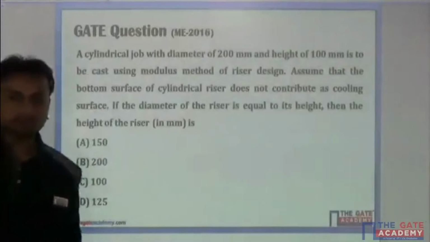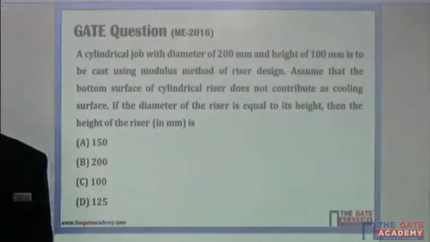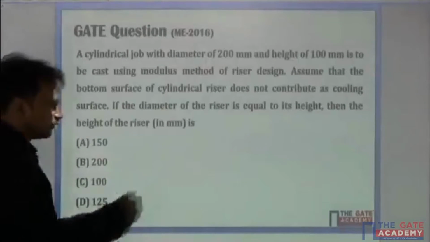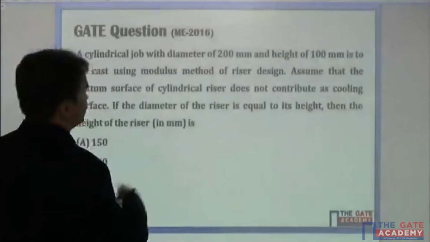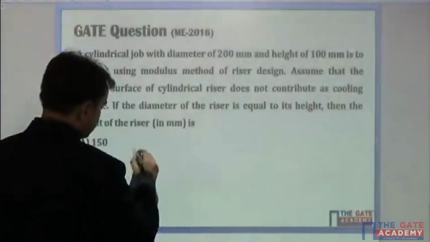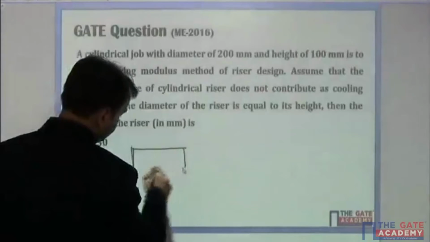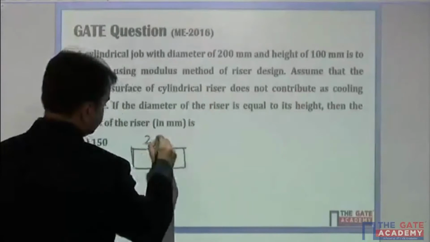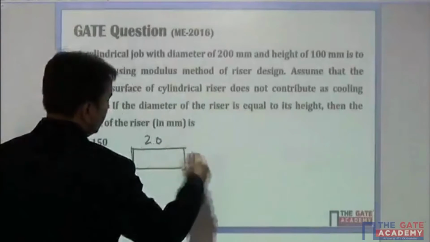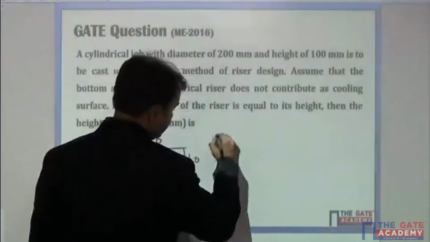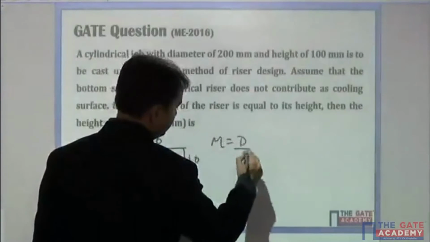So it is a pretty simple problem, and let me solve it over here itself. There is a cylindrical job, alright. Let's say this is a cylindrical job, and its diameter is 200 mm, and its height is 100 mm. And from the modulus method, you must have seen M is equal to D by 6, alright.